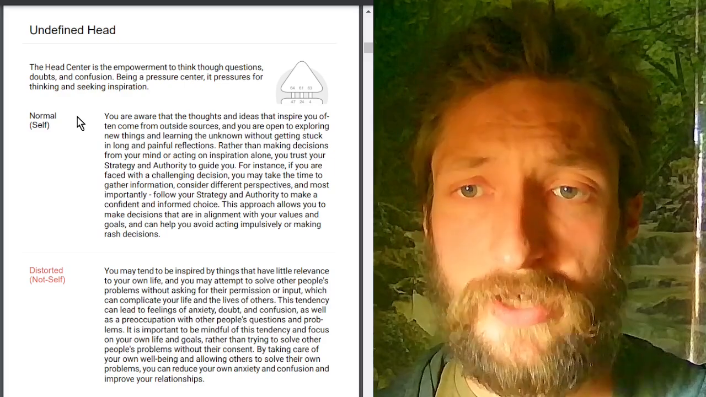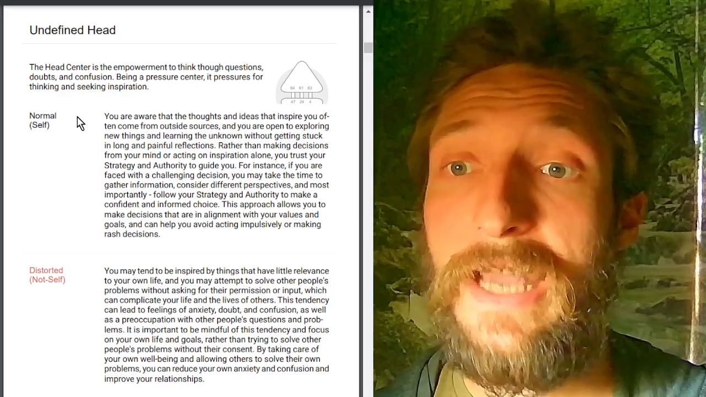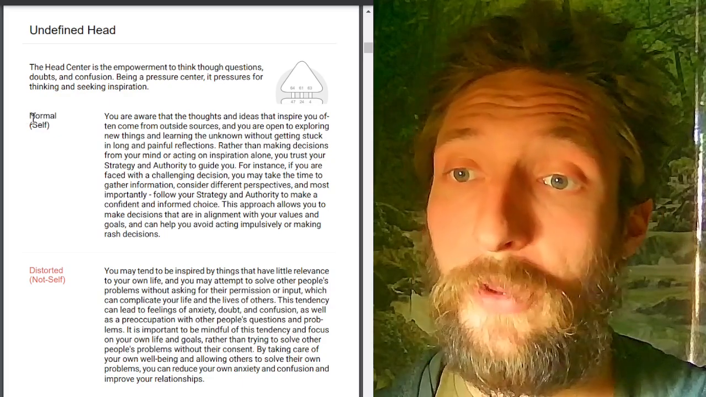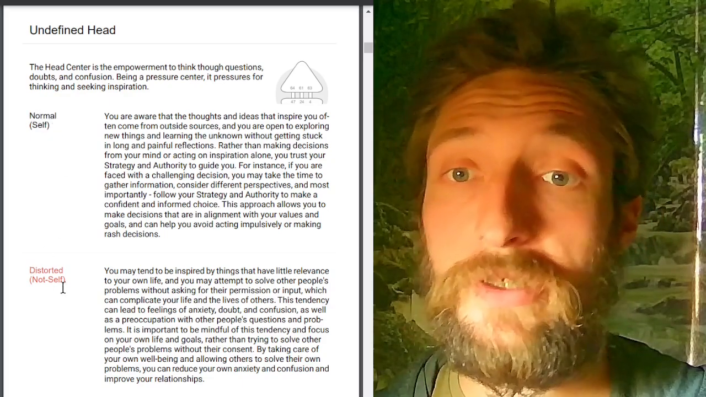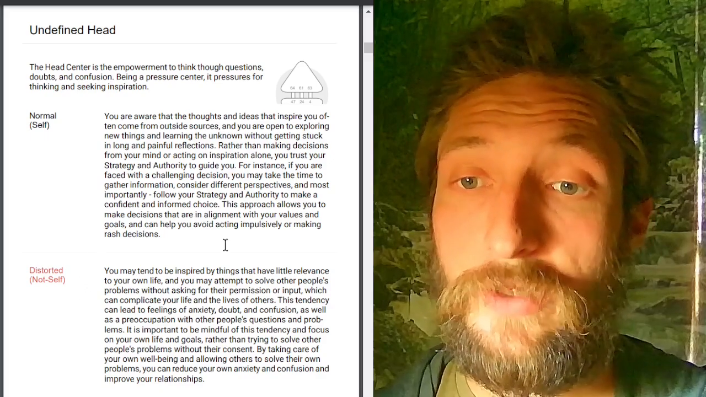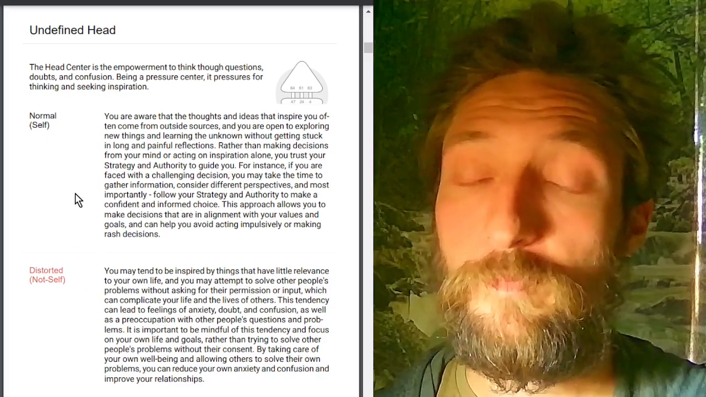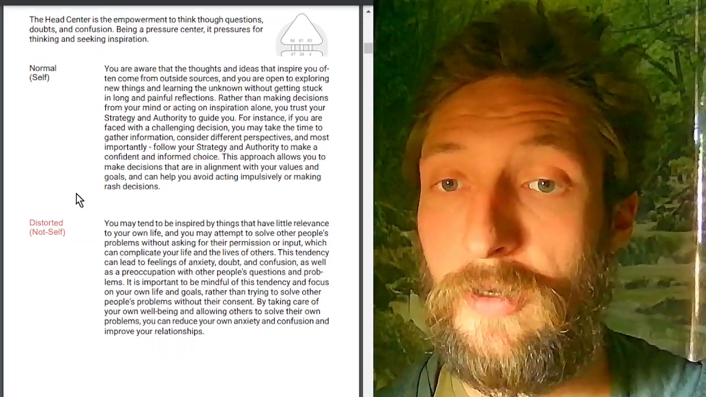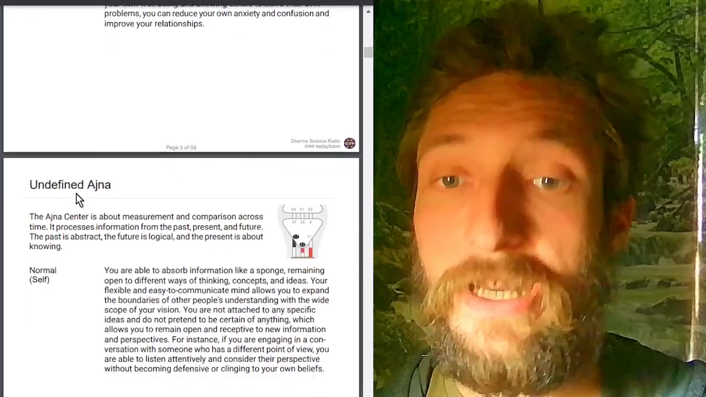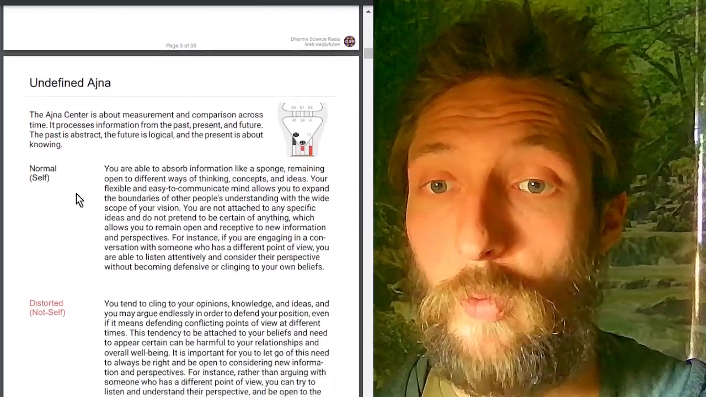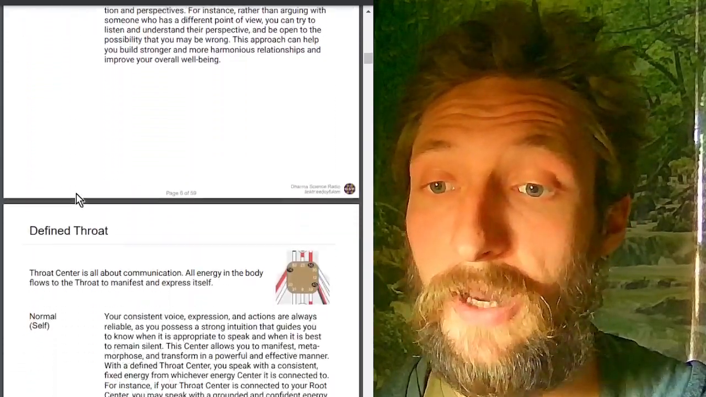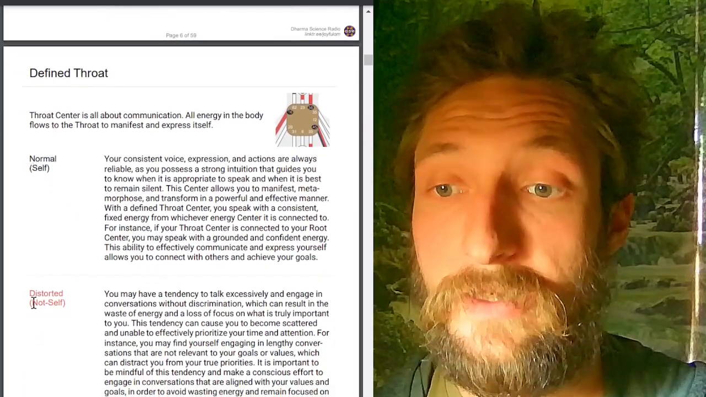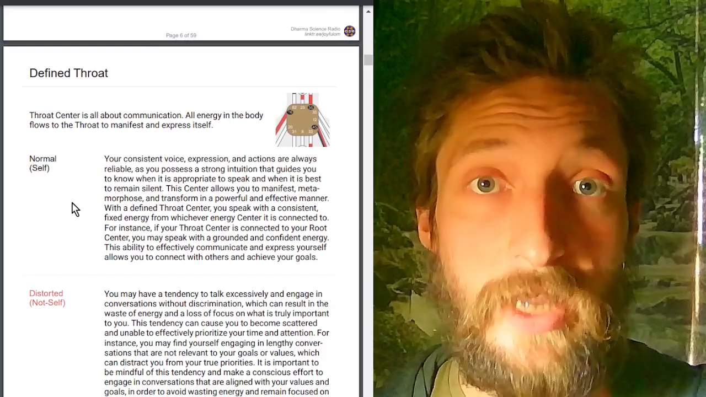Being a pressure center, it pressures for thinking and seeking inspiration. And then it goes into the normal or healthy self, and it goes into the distorted not-self. So this will give you a basic little touching base with the idea of the body graph and what's going on here, because you can see that for each of these energy centers, whether it is defined or undefined, it'll say a little bit about the true and the distorted variation of the energy there.